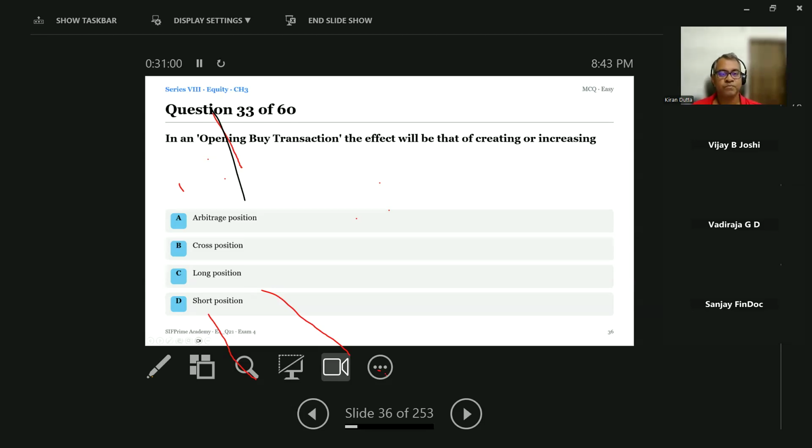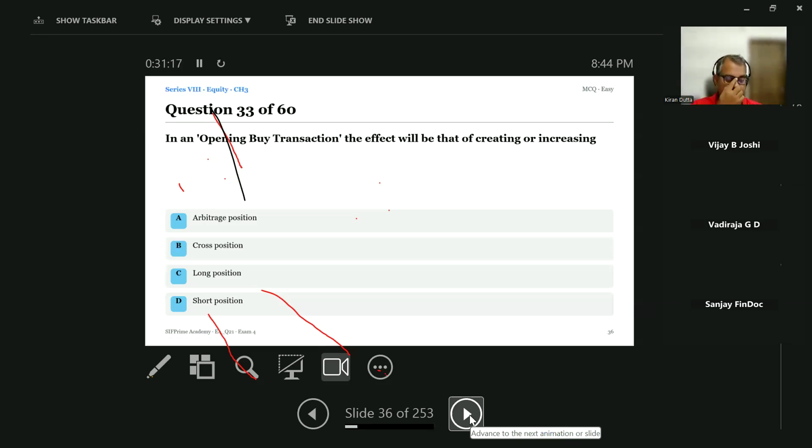Nice. When I'm buying a transaction, what am I doing? I'm actually opening a long position, right? The answer is C. Everyone following, right? If you have any questions, please stop me so that we will revise the concept. It's all very simple, but stop me.